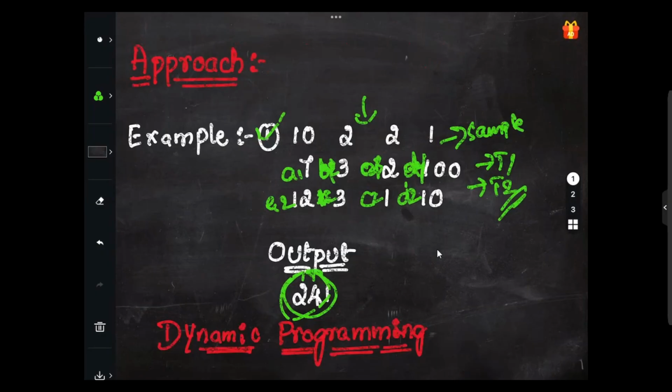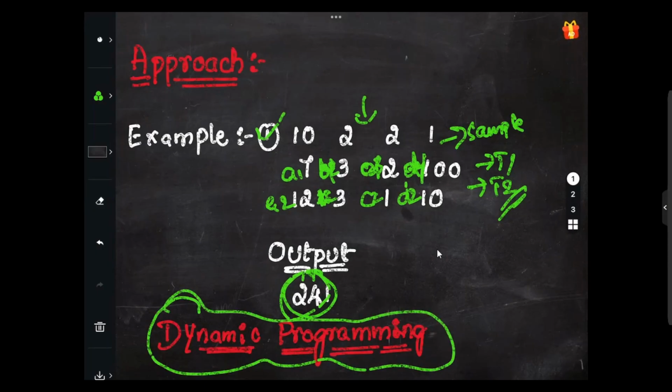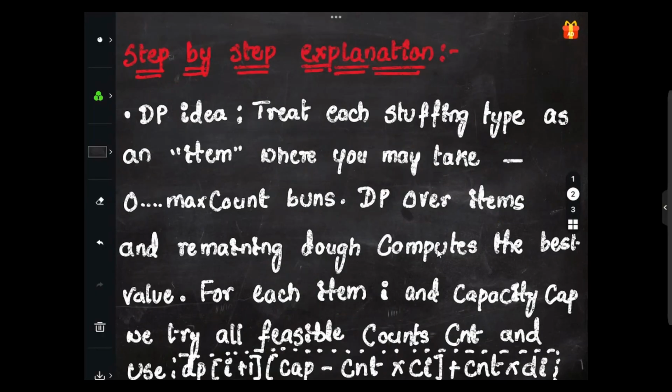Before moving on with the step-by-step explanation, I just want to tell you that we'll be making use of dynamic programming, as I've said. We'll be going with a pure classical DP to solve this particular problem. So let's go with the step-by-step explanation. Let's discuss the DP idea.